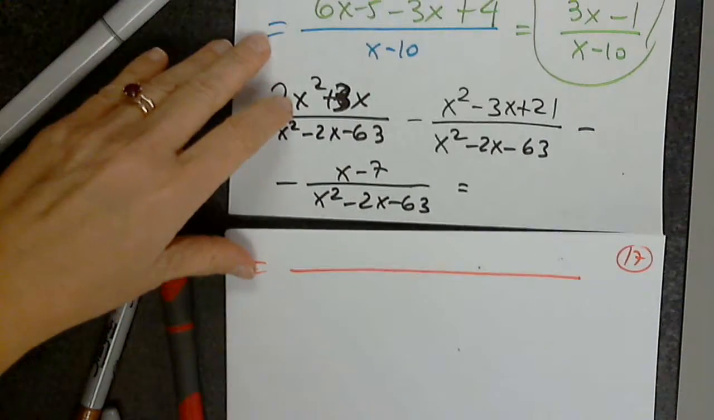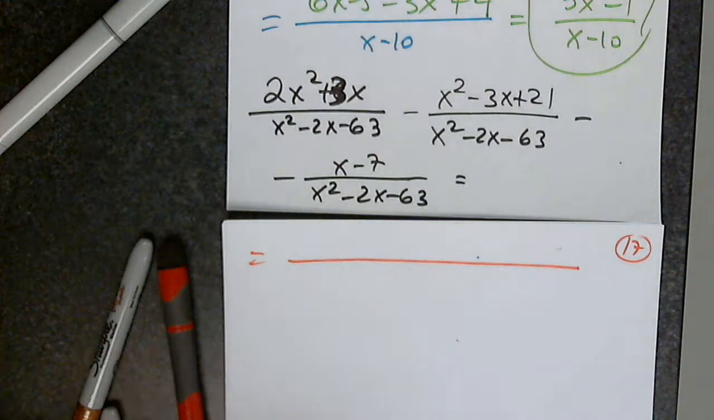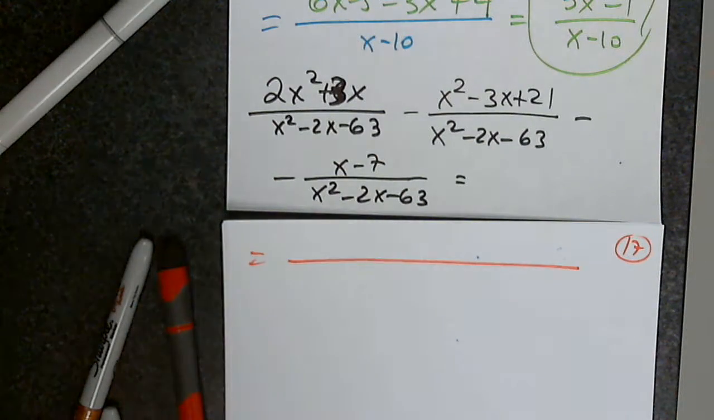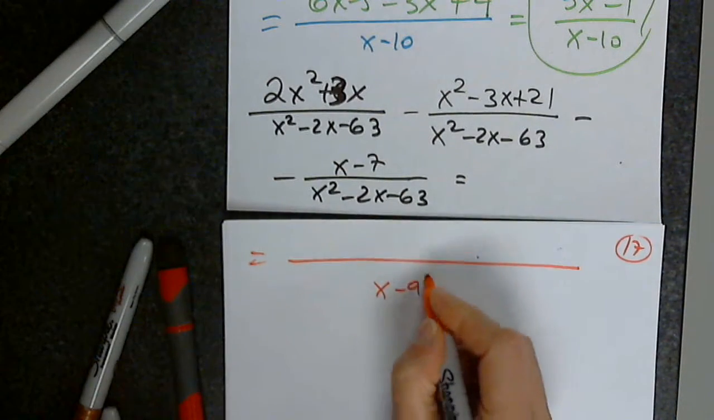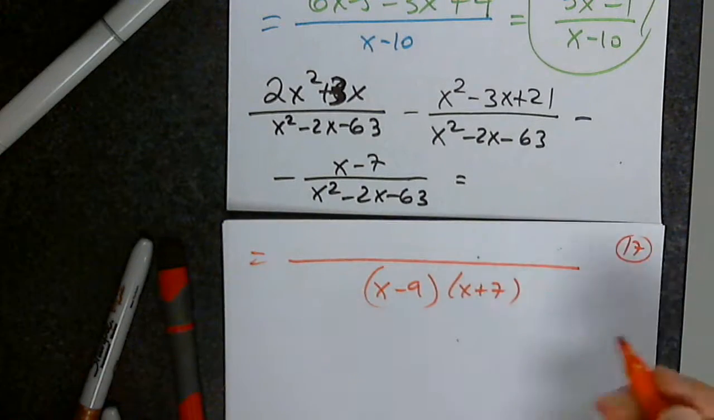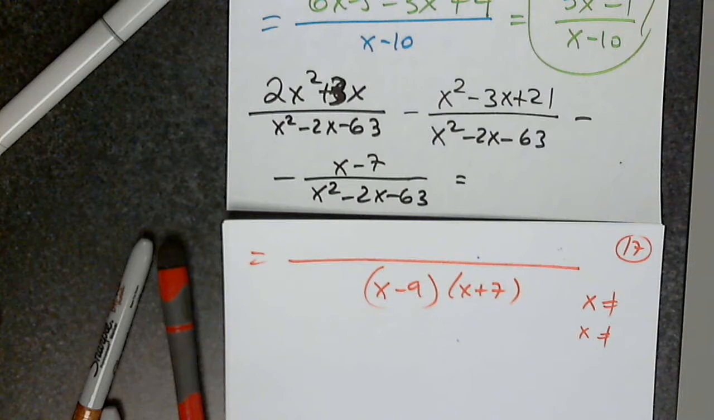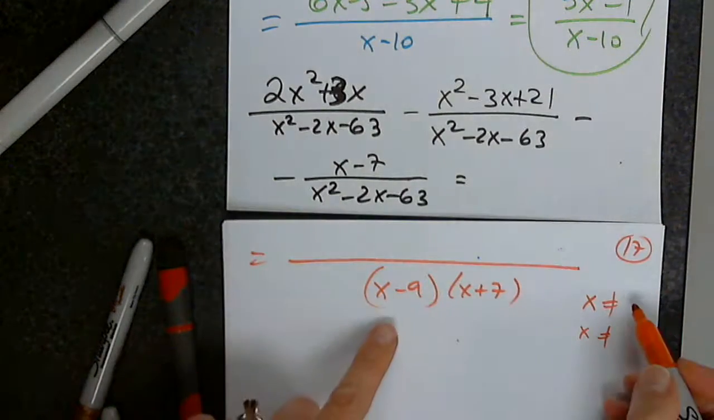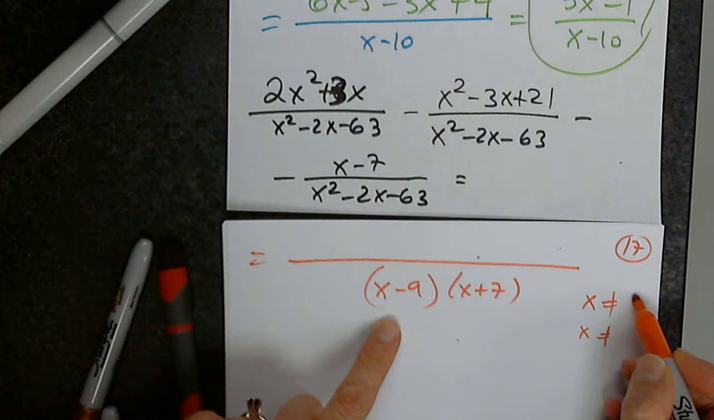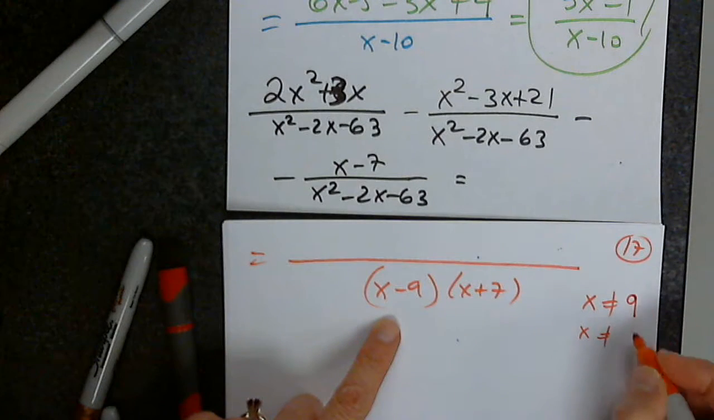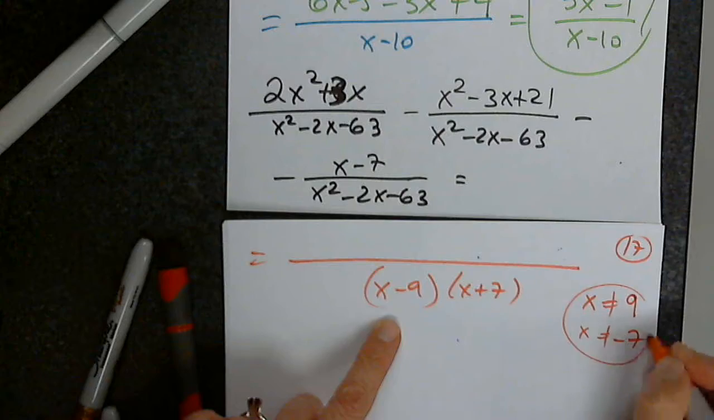Okay, so what is the factored form of the denominator? X minus 9 and x plus 7. I already have two restrictions to write, one for each factor in the denominator, and those are 9 and negative 7.